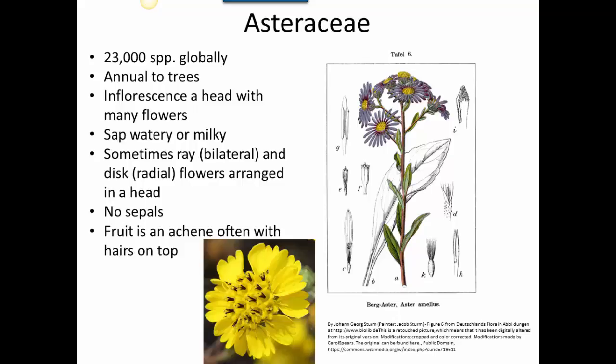These little individual flowers that make up the heads don't have any sepals. Their fruit is an achene, often with hairs on top. So think about the little fruit of the dandelion. So it's a little achene, like this one right here, with hairs on top that catch the wind and are dispersed by the wind.